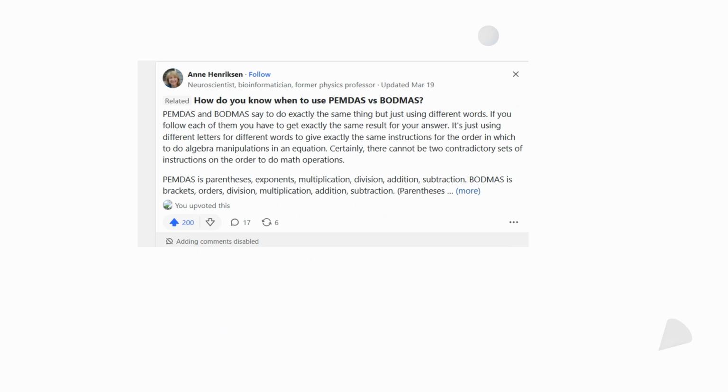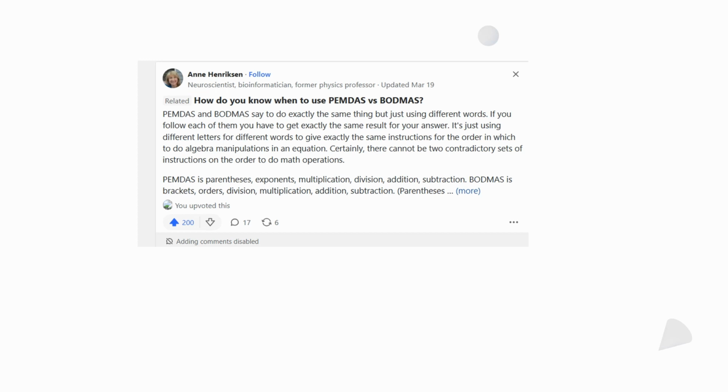Now, this one I just thought was very interesting because this is coming from someone who's listing here they're a neuroscientist, bioinformatician, former physics professor. So this is somebody that should know what they're talking about, and they do. And they're mentioning the fact that PEMDAS and BODMAS are the same thing. They do exactly the same thing, but they're using different words.